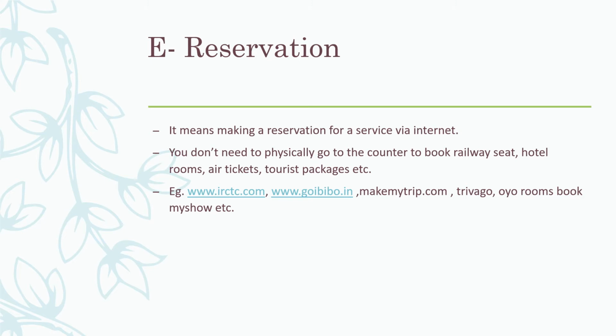This is e-reservation, as the word itself suggests. You're reserving a seat on maybe some aeroplane flight, or maybe some tourist packages. You do a reservation of even a hotel room, or whatever reservation you are doing online, and that is a special category called e-reservation. It means making a reservation for a service via the internet. You don't need to physically go to the counter of a railway station to book your ticket. For example, irctc.com, goibibo.com, makemytrip.com, Trivago, Oyo Rooms, Book My Show, etc.